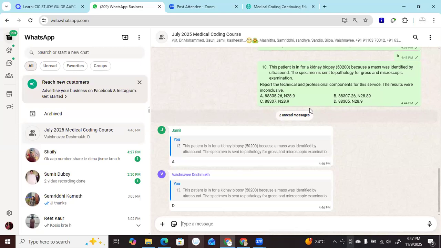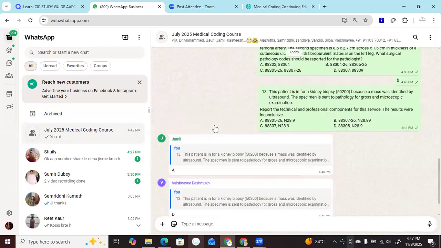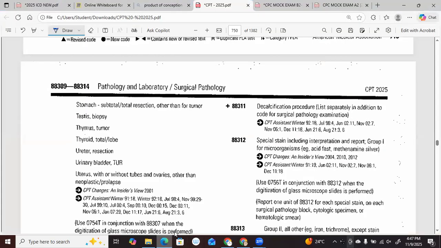Okay, Jamil, you used option A. In the documentation, it was mentioned we have to report technical and professional components both. So if we have to code both, there is no need to add any modifier. Professional means 26, technical means TC. So whenever you have to bill a global code, it should be without modifier. Clear? So the answer should be D only. Perfect. Now let's move further.